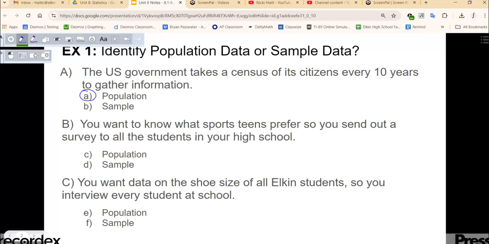You want to know what sports teams prefer, so you send out a survey to all the students in your high school. Assuming that this is voluntary response, that's going to be a sample because not everybody is going to respond to that survey. For C, it says you want data on the shoe size of all Elkins students. So you interview every student at school. So you've asked every person in the school and you're talking about the Elkins students. So that would be population data. You have asked every single person.